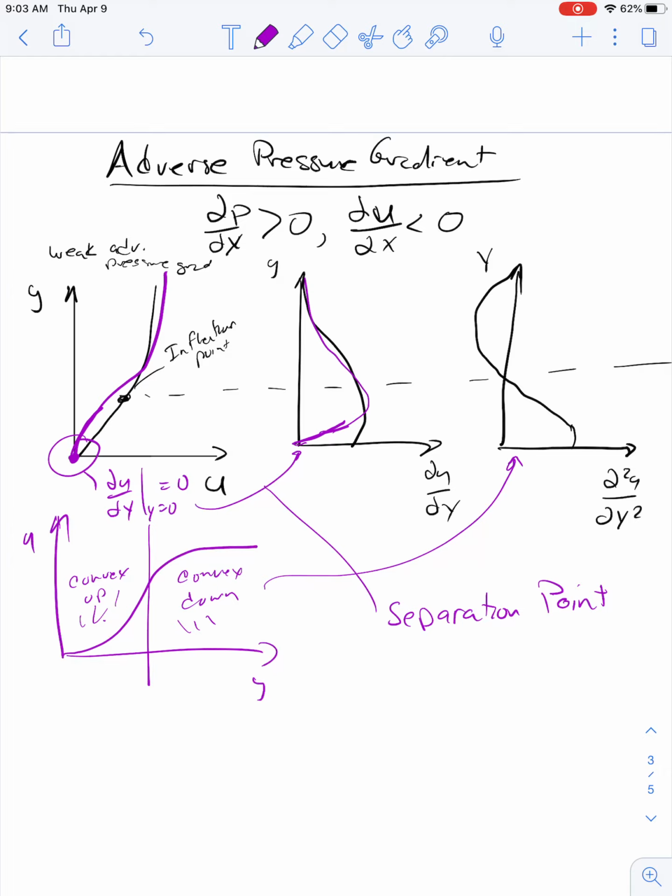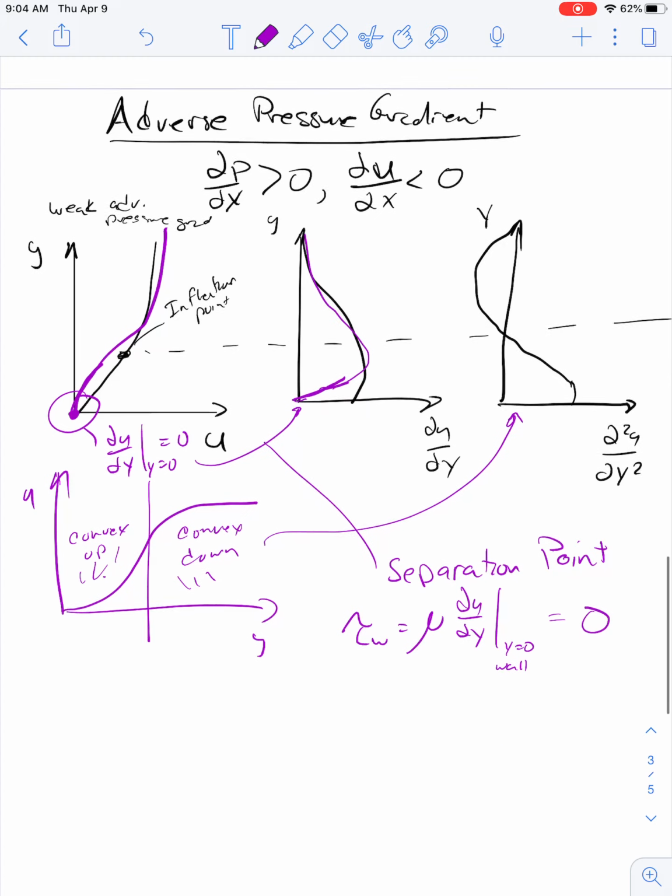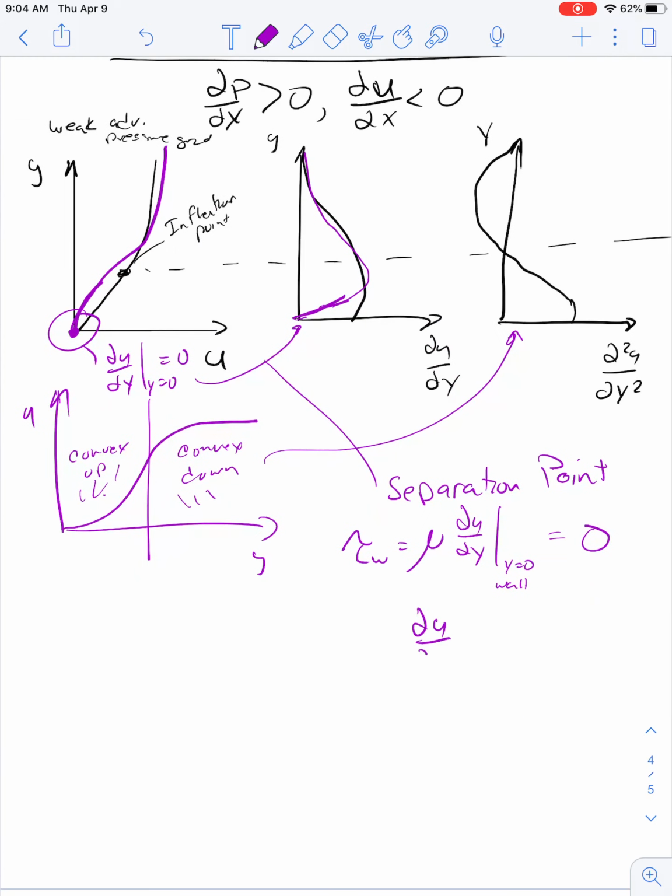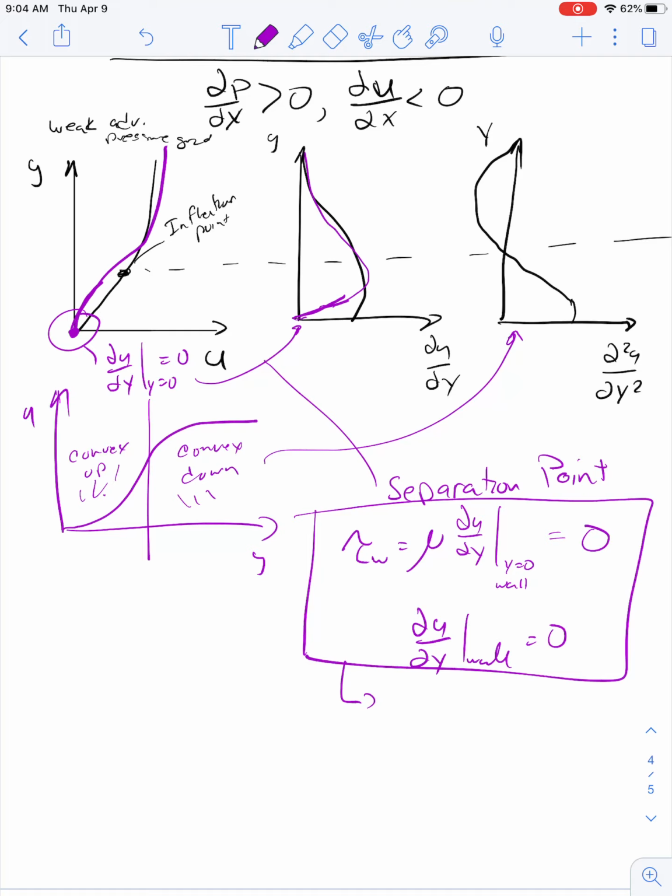And at the separation point, if du/dy is equal to 0, what is our wall shear stress? Well, that's mu du/dy at y equals 0, or the wall. If du/dy is equal to 0 there, then we'll also have the situation where the shear stress at the wall is equal to 0. So this is our definition: either du/dy at the wall is equal to 0, or the shear stress at the wall is equal to 0. This is our definition of the separation point.